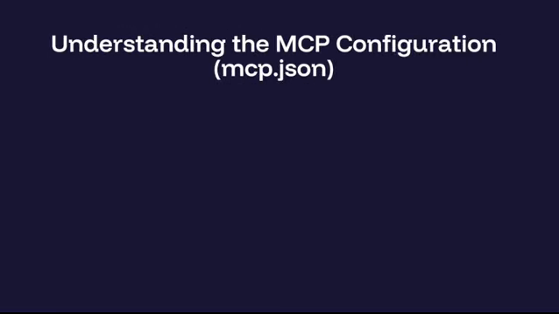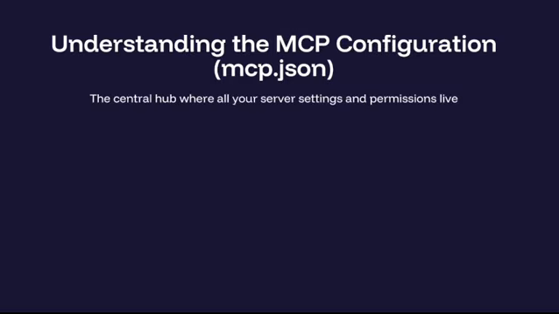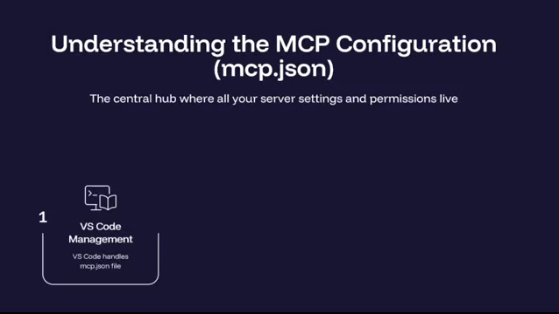Okay, let's go ahead. Understanding the MCP configuration. This is a very important file, mcp.json. Every MCP server installed in Visual Studio Code is stored inside this configuration file, called mcp.json. You can think of this file as a control center for all your MCP servers. It stores important information like the server name, the command used to start it, its execution details, permissions, and various settings. Whenever we install a new MCP server, Visual Studio Code automatically updates this file.